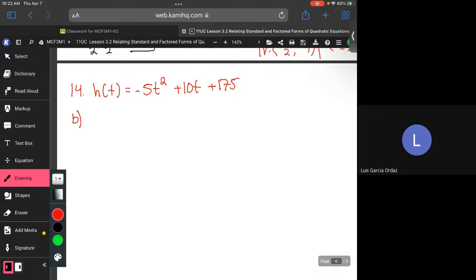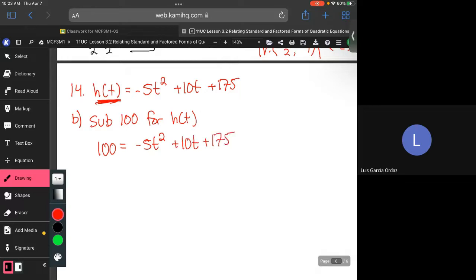Because it's asking me when is the ball 100 meters above the water. So my left side of the equation is the height, okay? Because it's asking me when the height is 100, I have to plug in the left side for 100. So sub 100 for h of t. So I get 100 is equal to negative 5t squared plus 10t plus 175.